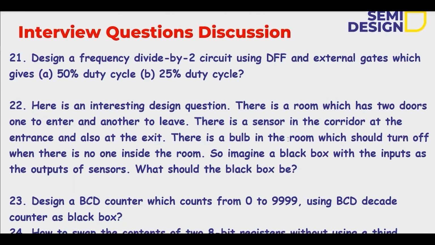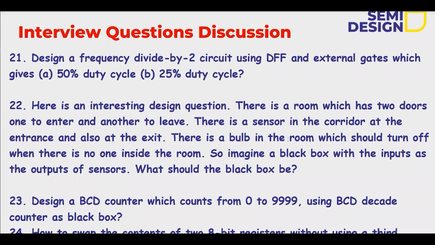Here is an interesting question. There is a room which has two doors, one to enter, another to leave. There is a sensor in the corridor at the entrance, also at the exit, and there is a bulb in the room which should turn off when there is no one inside the room. Okay, so imagine a black box with the inputs as the outputs of the sensors. So what should that black box be?